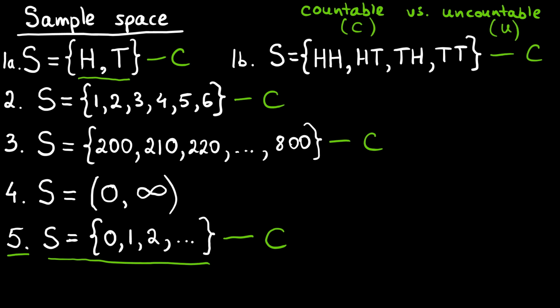In contrast, for experiment 4, we have a sample space that consists of the positive real numbers, and the positive real numbers cannot be put into a one-to-one correspondence with any subset of integers. Therefore, this sample space is uncountable.